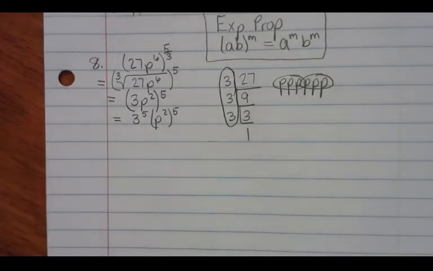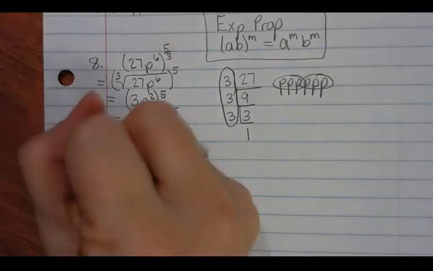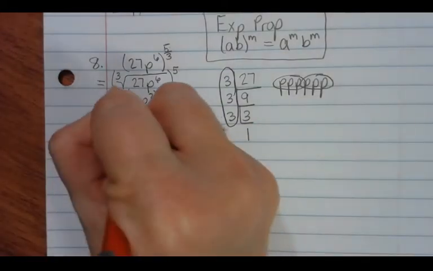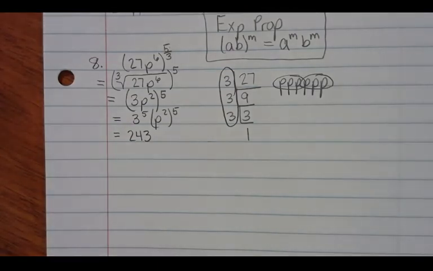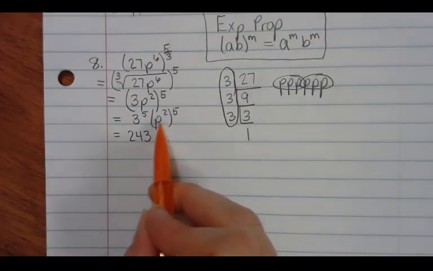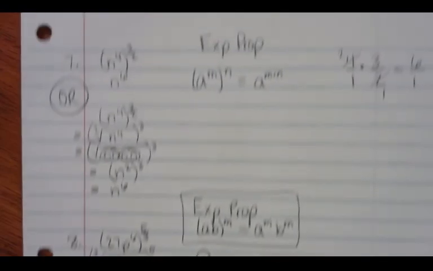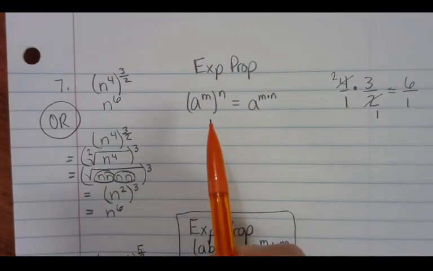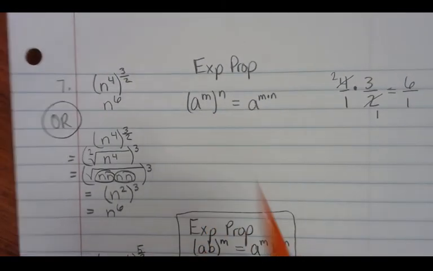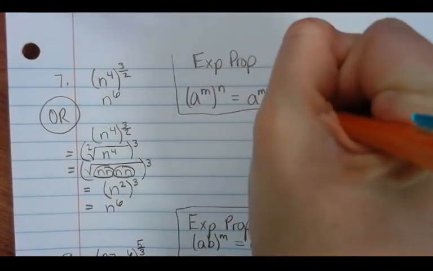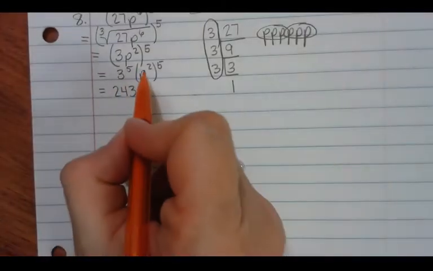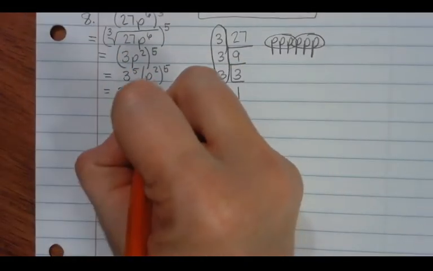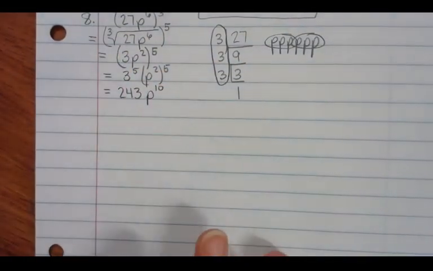Well, 3 to the 5th power, you could use a calculator to calculate that. It does give us 243. And p squared to the 5th, we just used that property up in the previous example. If it's a power to power, you multiply. So here, multiplying those numbers, 2 times 5 gives us p to the 10th.